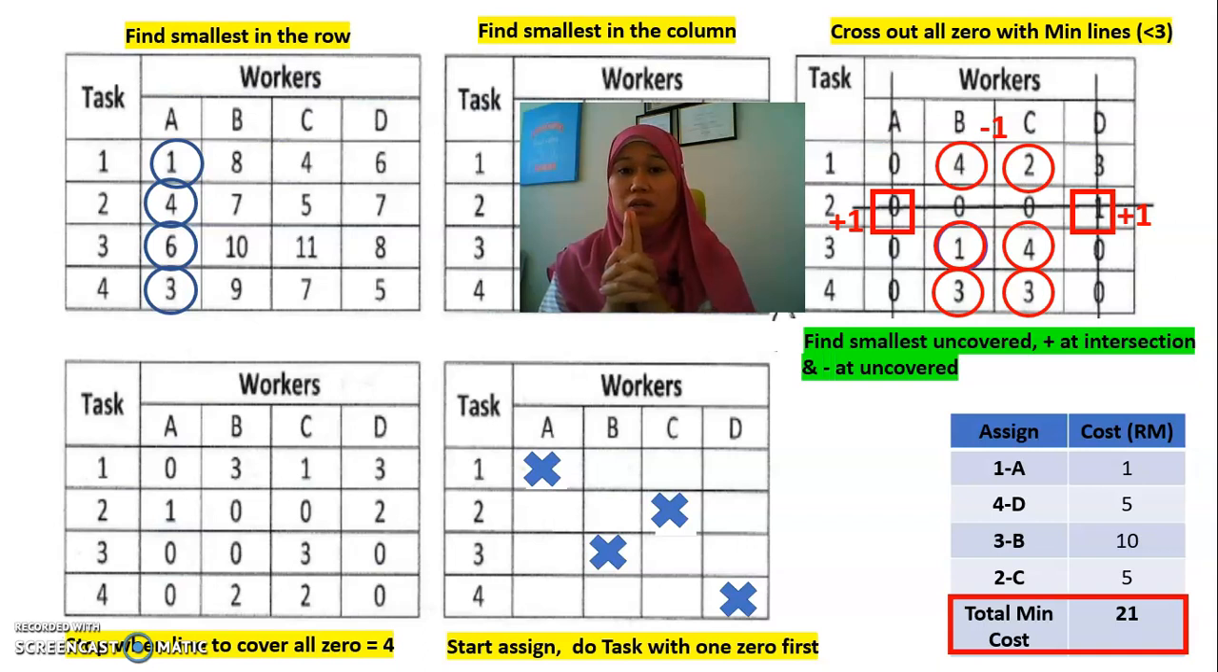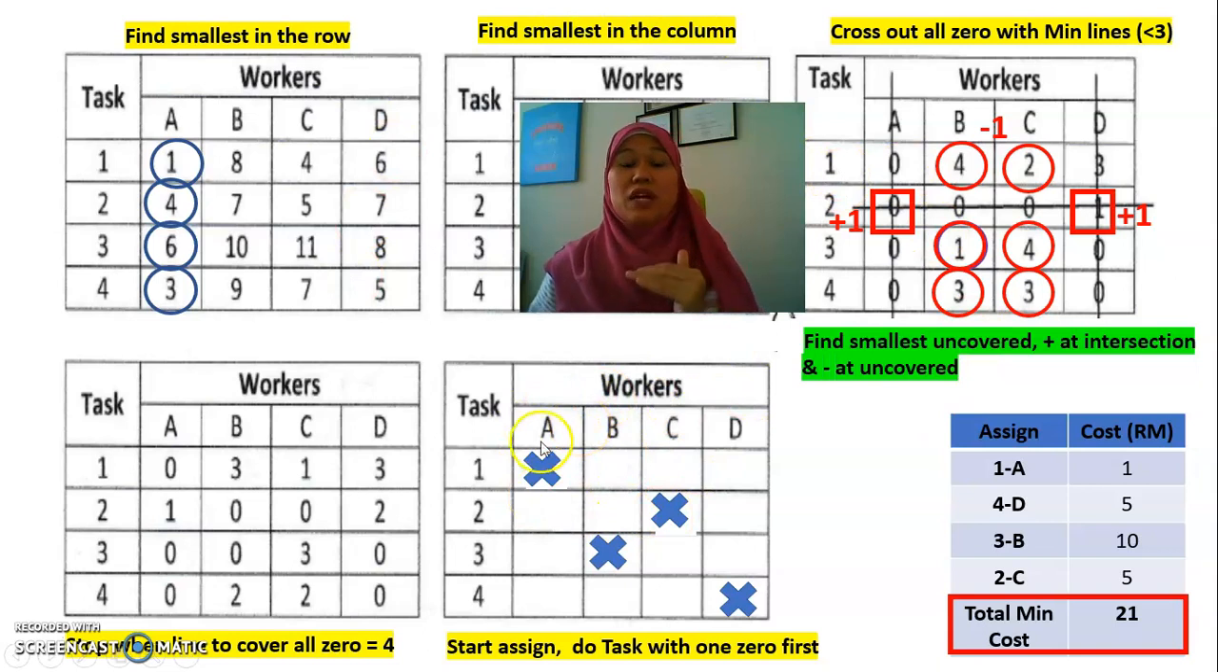If you cannot cross out with less than 4 lines, you have to stop. It means you cannot cover it in any other way with less than 4 lines, so you need to assign straight. For this case, you still can do it, so you need to do the intersection. You minus all the uncovered numbers to make another new table, and then try to cross out again. Whenever you have covered with 4 lines, you have to stop and assign straight.